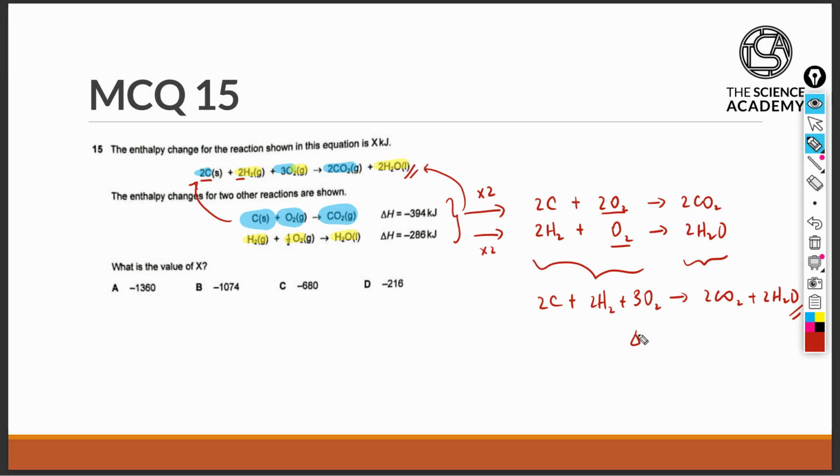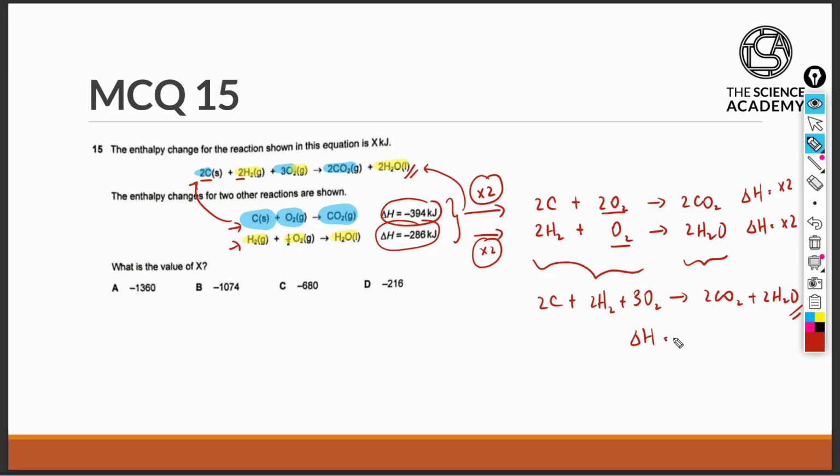To find the enthalpy change of this full equation, we need to add up the enthalpy change of the first and the second partial equation. The enthalpy changes are given to us in terms of the equation given on the left. Because we multiplied the partial equations by 2, the enthalpy change should also be multiplied by 2.